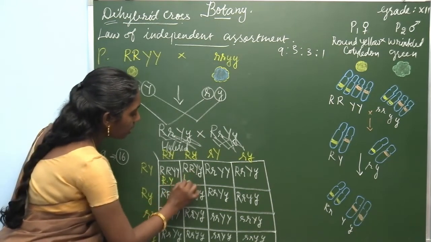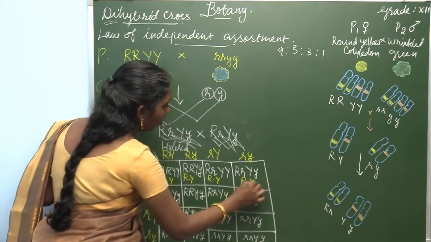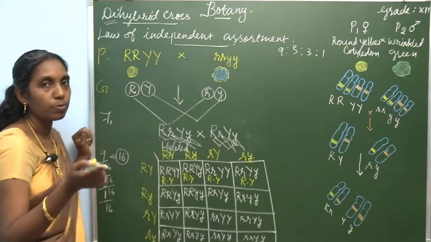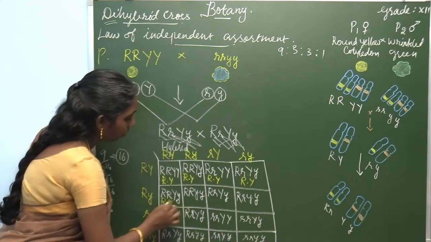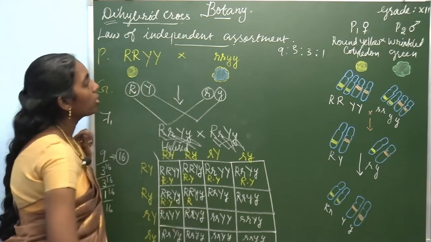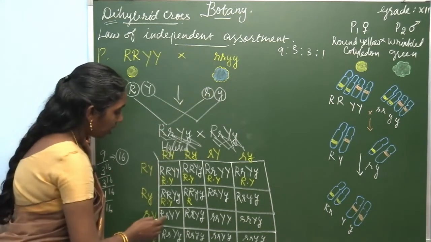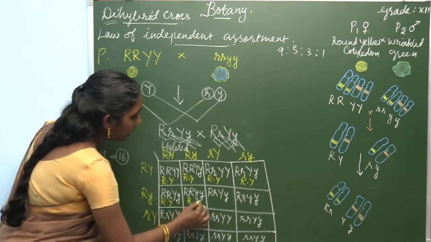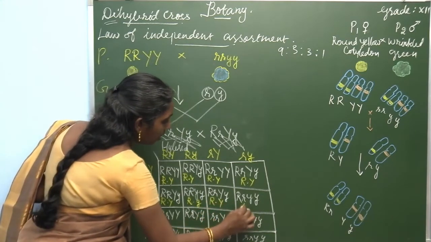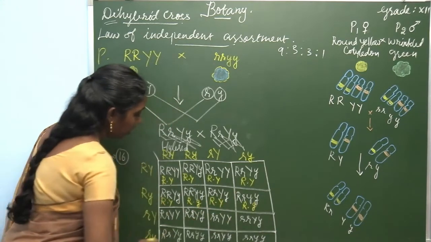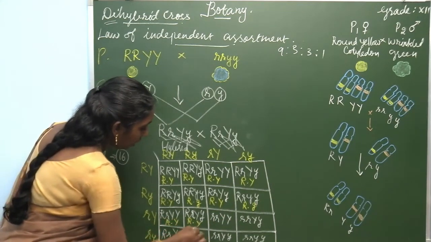So this expresses the character round yellow. Where capital R and capital Y are there, it is round yellow. Here, round yellow, round yellow. Here, small y is there, which represents the color green, so it is round green. Here, round yellow, round green, then round yellow, round yellow.